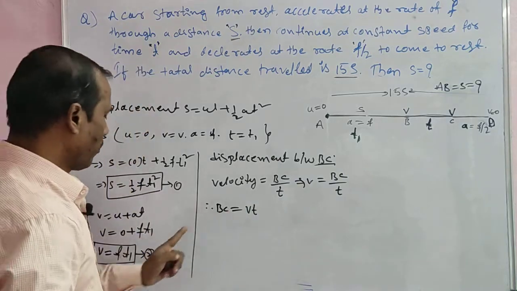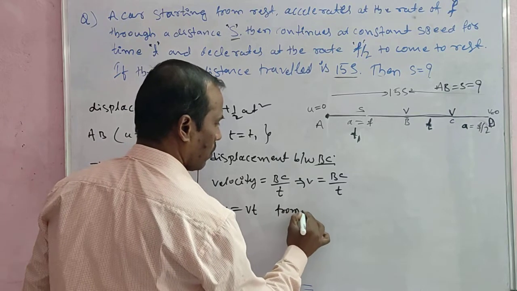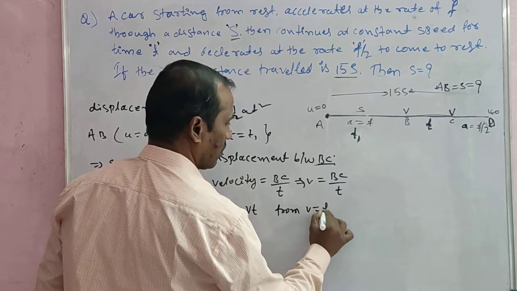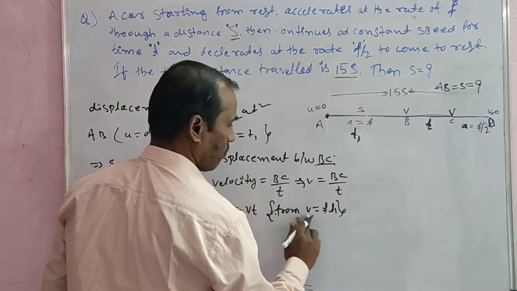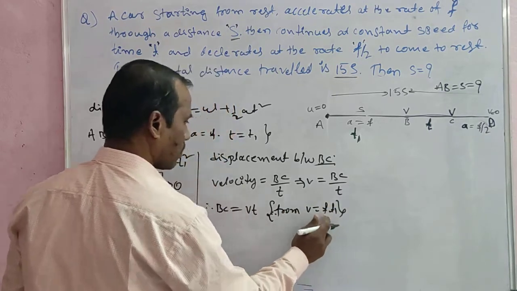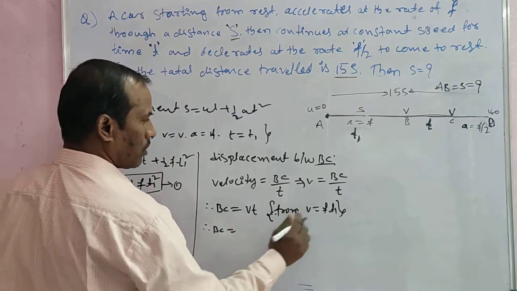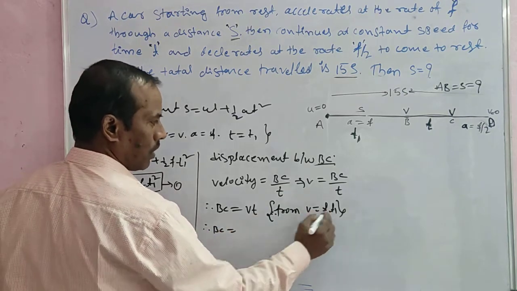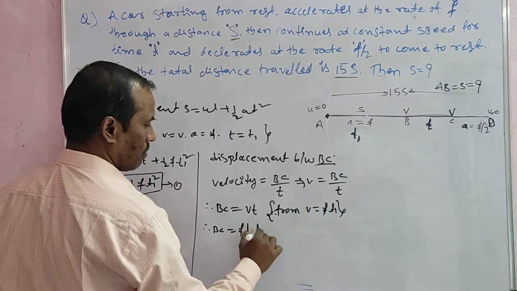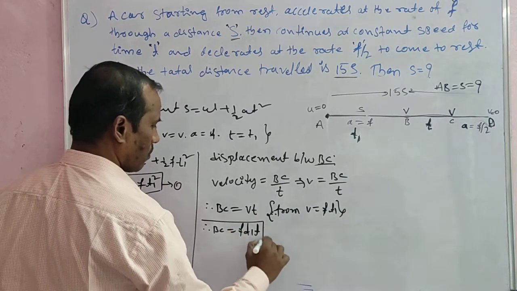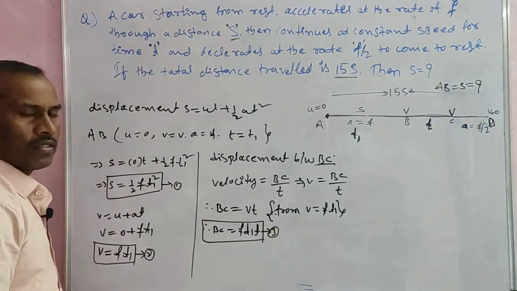VT. So from equation 2, V is equal to FT1. Substituting this, BC is equal to VT, which is nothing but FT1 into T. So BC is equal to FT1T. This is equation 3.